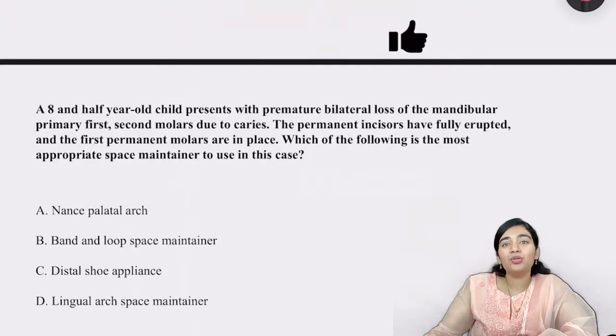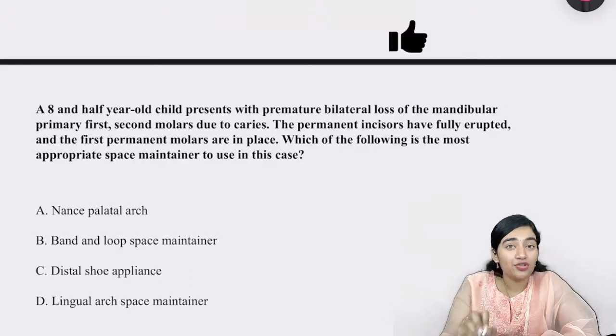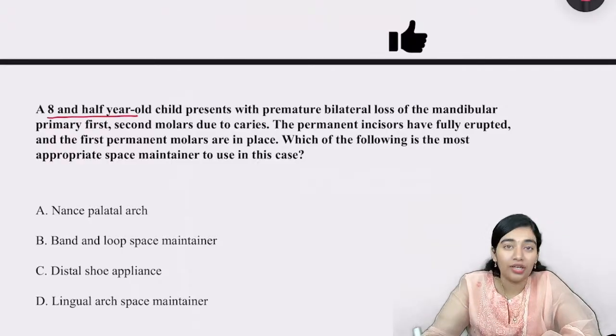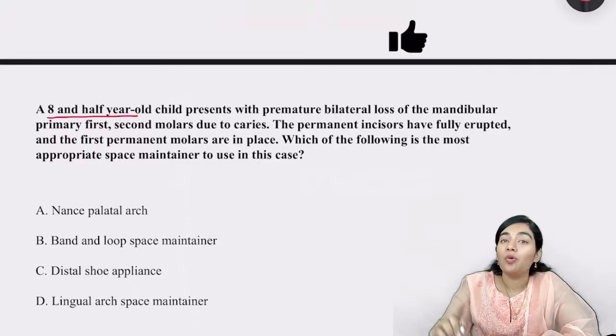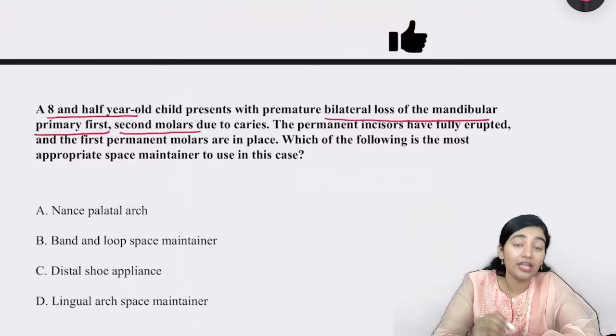So Joel, I'll help you to shed some light on the question, okay? First is the age of the patient, which I have told you. Here we have an 8.5-year-old child. Then, how many teeth are lost? That is the second step that we need to know, right? They have clearly mentioned there is bilateral loss of the mandibular primary first and also second molars.